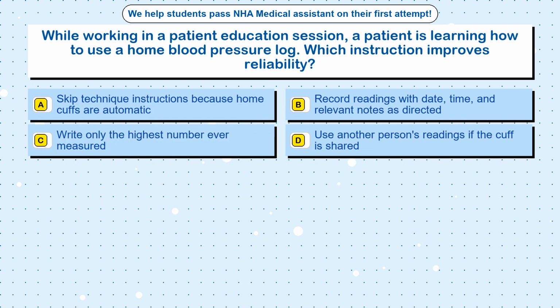Question 6. While working in a patient education session, a patient is learning how to use a home blood pressure log. Which instruction improves reliability? Option A, skip technique instructions because home cuffs are automatic. Option B, record readings with date, time, and relevant notes as directed. Option C, write only the highest number ever measured. Option D, use another person's readings if the cuff is shared.